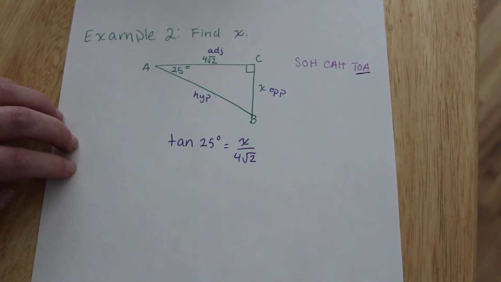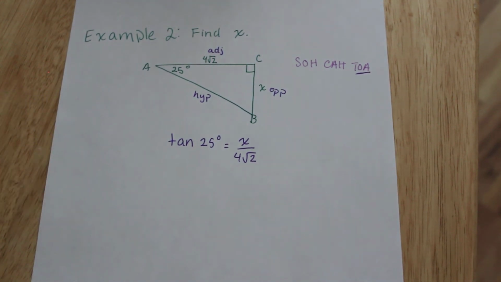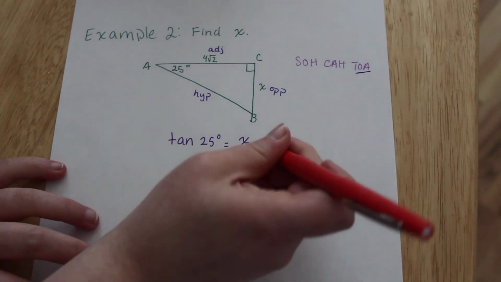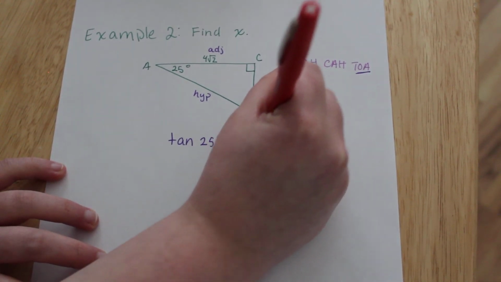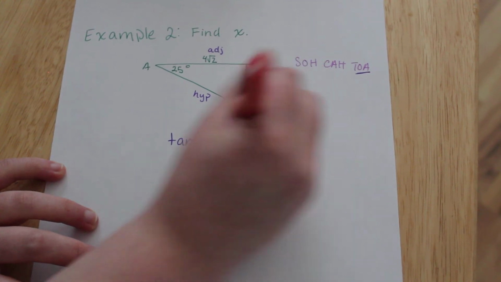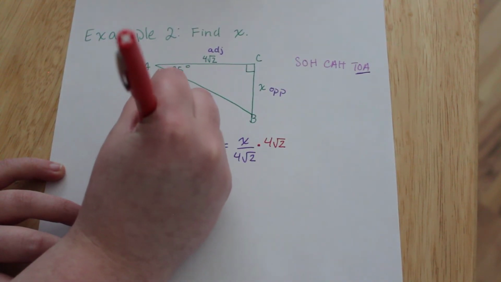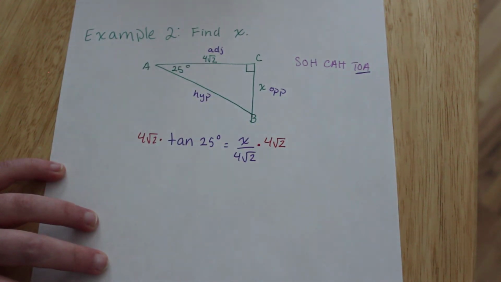So in this case, we do not know what x equals. We know the denominator, we know one of the sides, and we know the angle. So we have to approach this one just a little differently than the other problems. We're going to multiply 4 square root of 2 to both sides. It's in the denominator, and the opposite of division is multiplication. So let's multiply 4 square root of 2 to both sides.